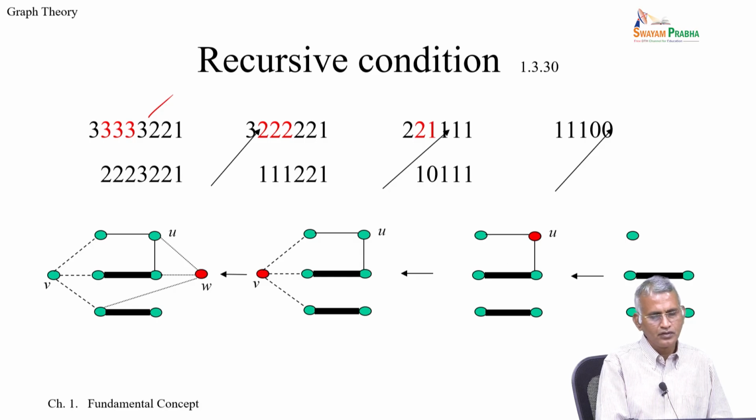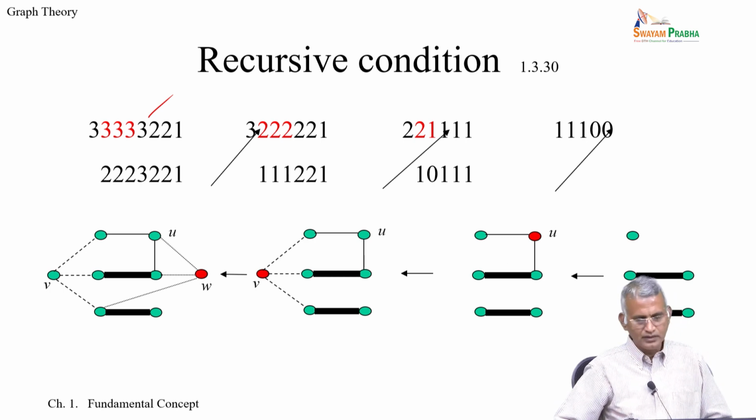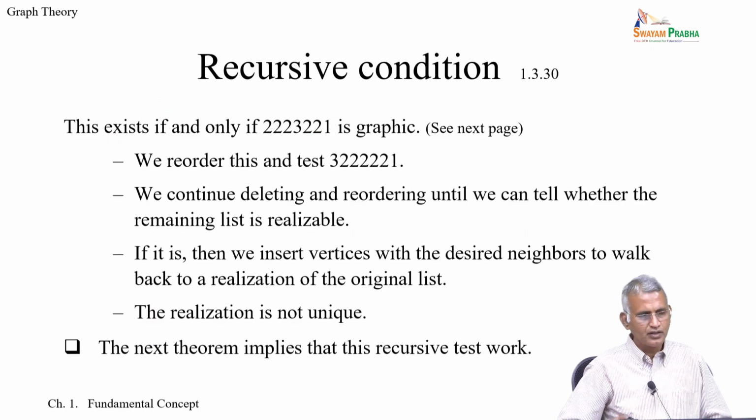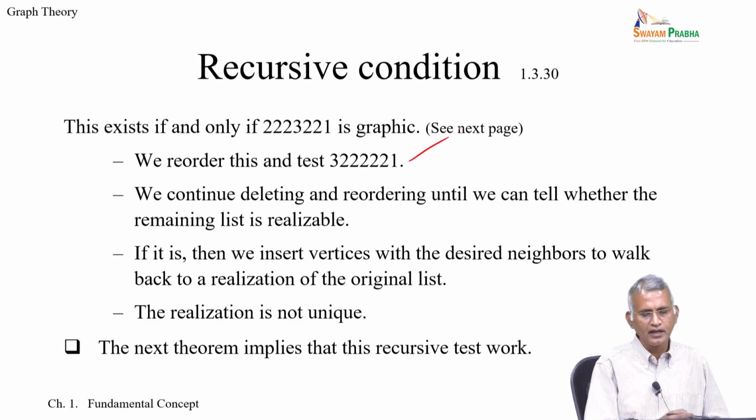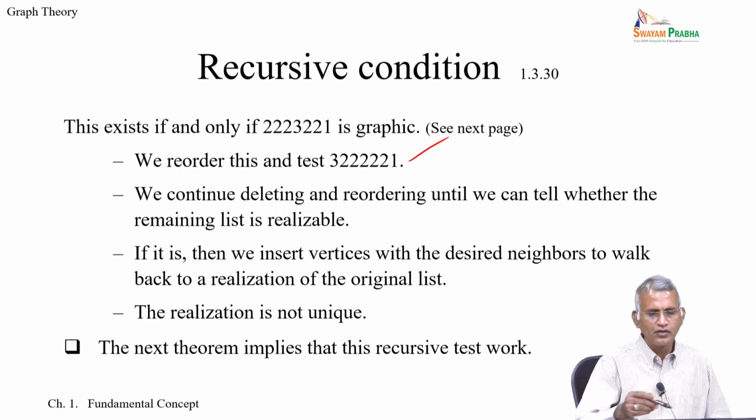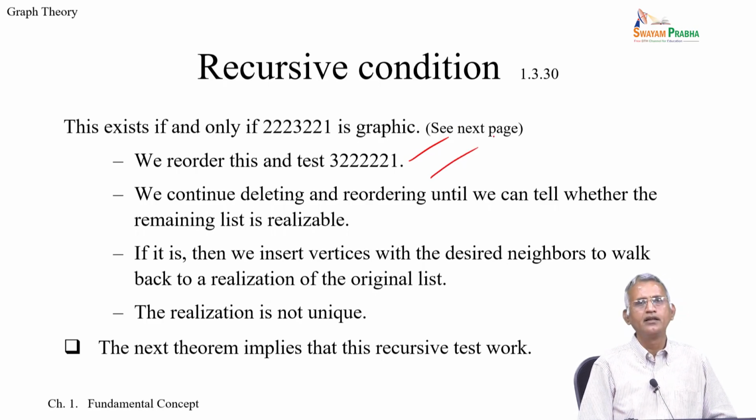So, what happens if you... this is the picture. We reorder this and test 3, 2, 2, 2, 1, and continue deleting and reordering until we can tell whether the remaining list is realizable. If it is, then we insert vertices and the desired neighbors to walk back to the realization of the original list.